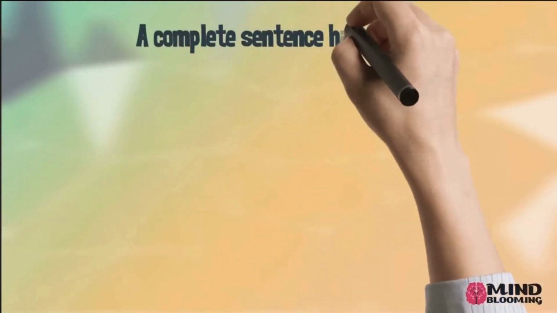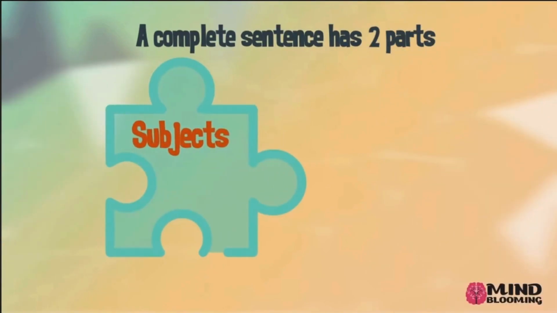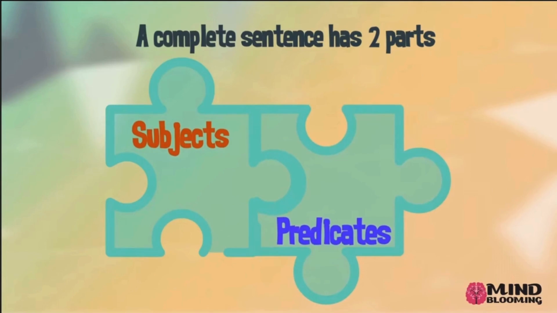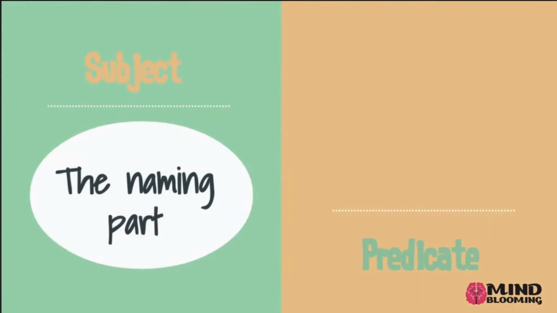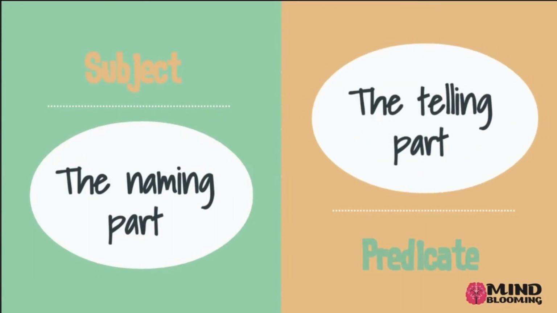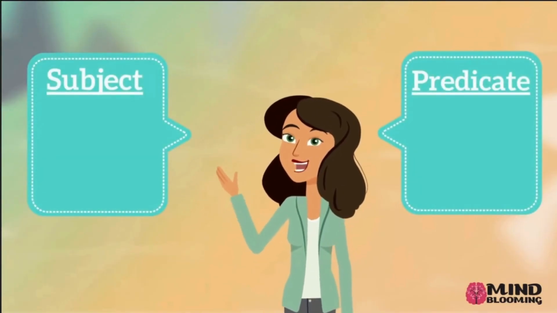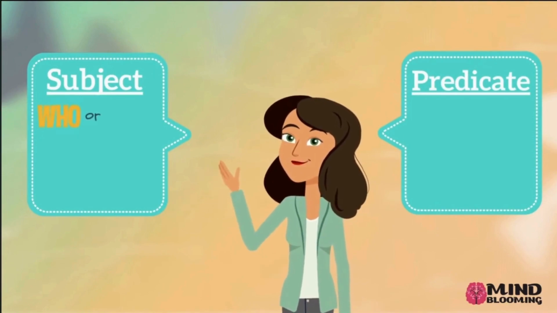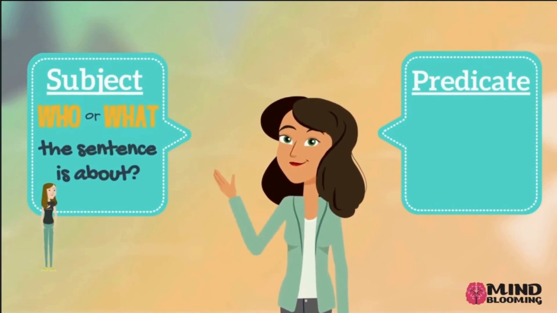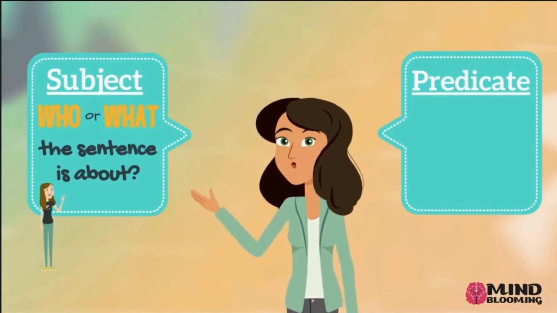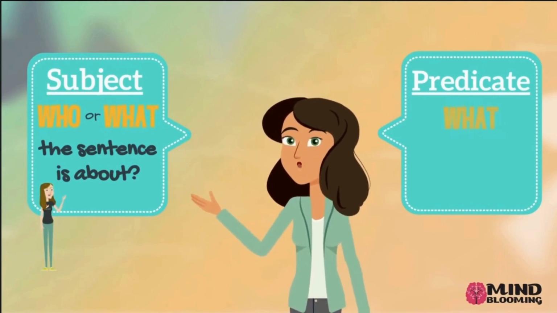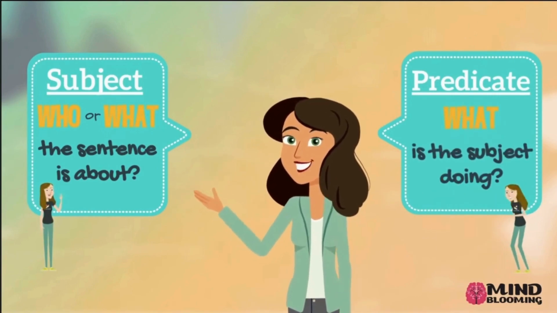A complete sentence has two parts. One part we call the subject, and the other part we call a predicate. The subject is the naming part of the sentence, while the predicate is the telling part. To find the subject in a sentence, I need to ask myself who or what the sentence is about. To find out where the predicate is, I need to ask myself, what is the subject doing?